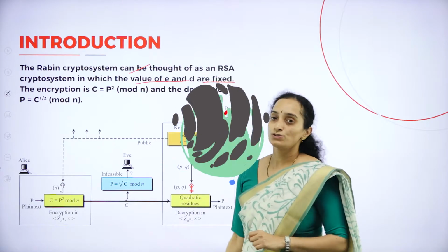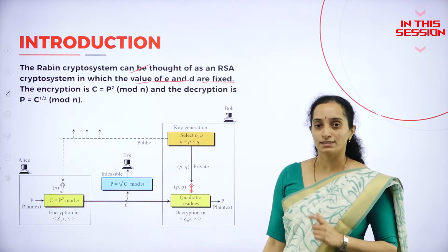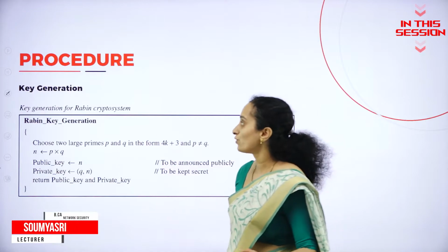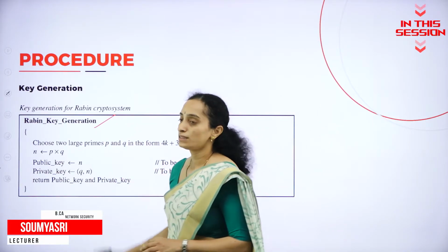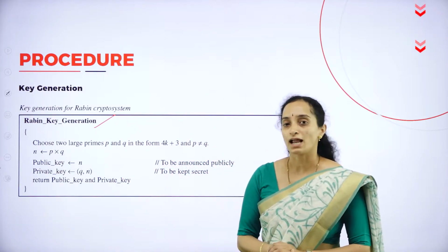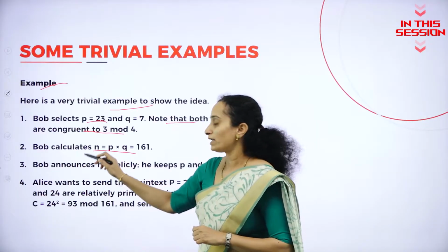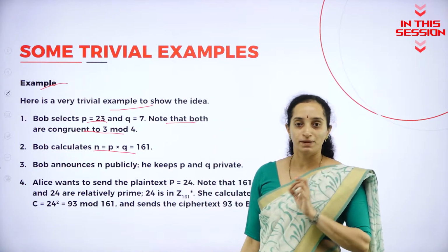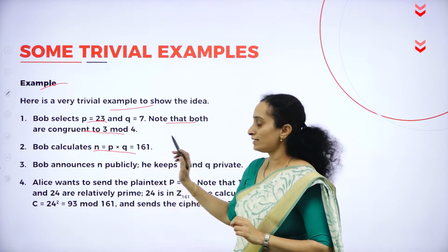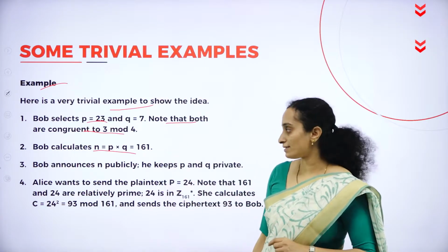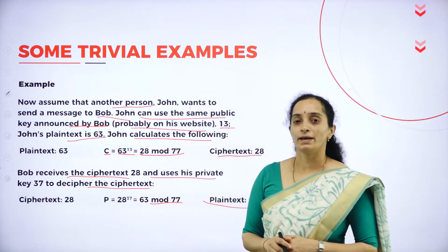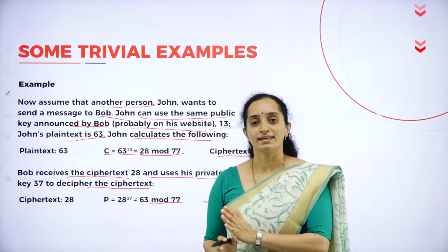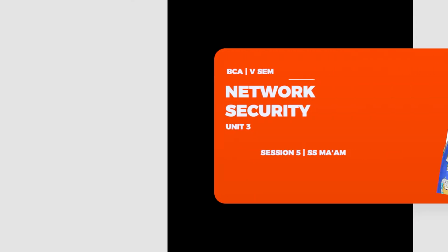Here, the values of E and D are always fixed. This is a pseudocode that is used for the key generation in Rabin Cryptosystem. Bob calculates N equals P times Q, which takes 161 as the value. This is how a plain text is carried to the ciphertext.